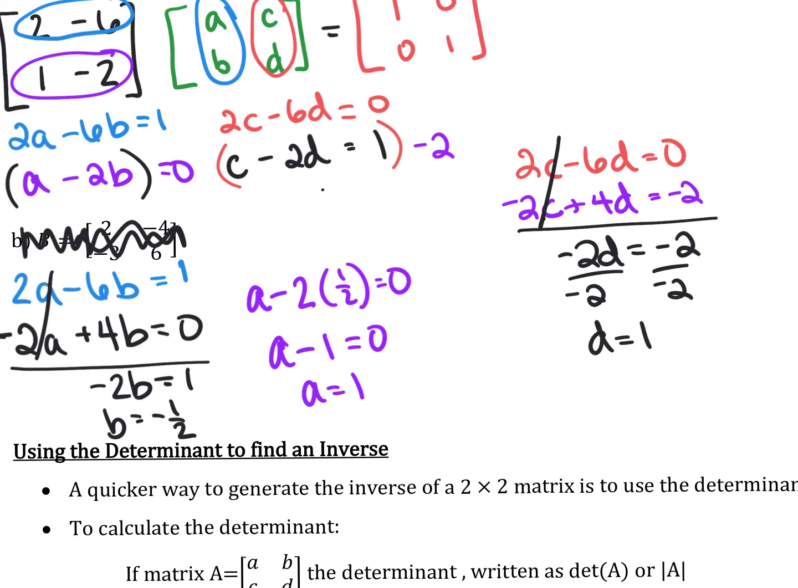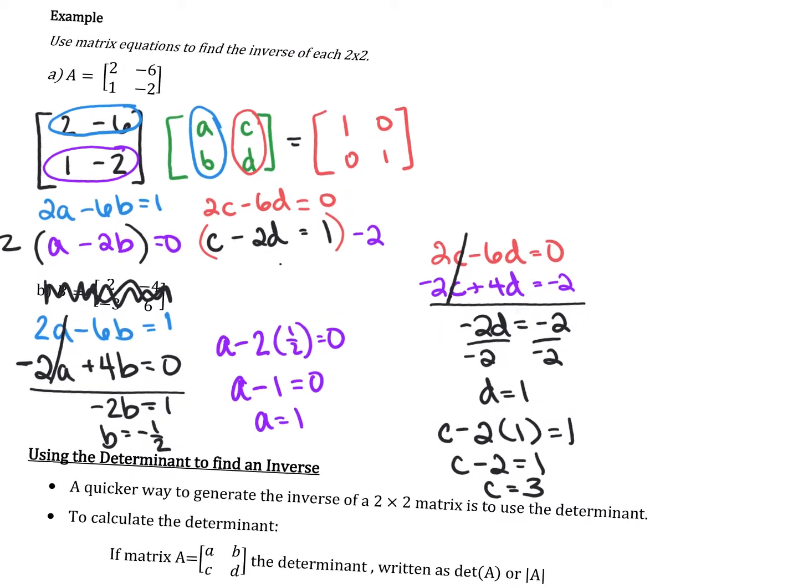Go back and plug in. I'll take the second equation because it has a single C in it. So I know that C minus 2 times 1 equals 1. I took this equation and plugged in the 1 that I got for D. And I see that C minus 2 is equal to 1. Solving for C, bring the 2 to this side, it becomes positive. That's 3.